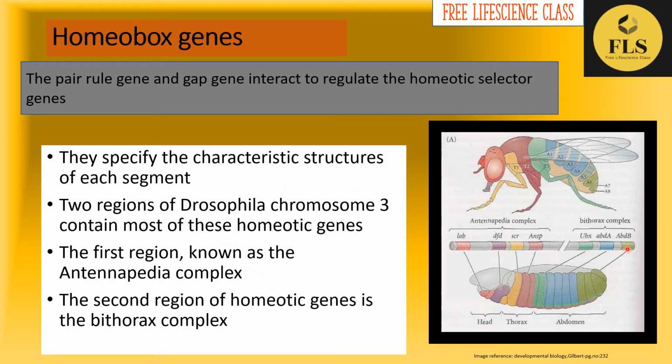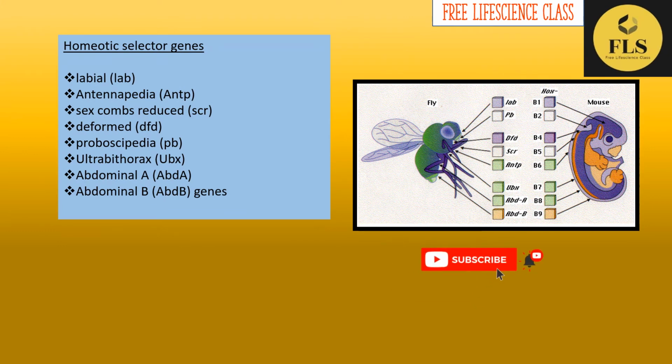Here you can see a beautiful picture with an adult fly and the embryo stage and also the homeobox genes. Here you can see the Antennapedia complex. Here you can see labial, deformed, sex combs reduced, Antennapedia, Ultrabithorax, abdominal-A, abdominal-B genes, etc. So these all are the homeobox genes, and we can look at it in the next slide. So these are the homeotic selector genes. What are the homeotic selector genes? Labial, Antennapedia, sex combs reduced, deformed, proboscipedia, Ultrabithorax, abdominal-A and abdominal-B genes.